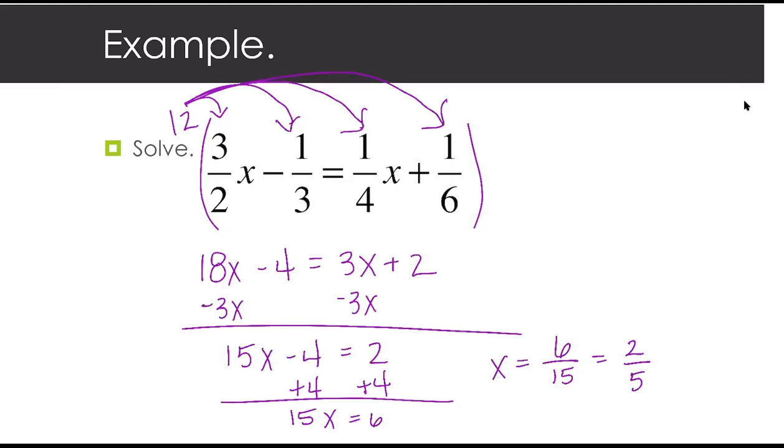Now, we did get a solution of 2/5. So if we were to classify this solution, what would it be?